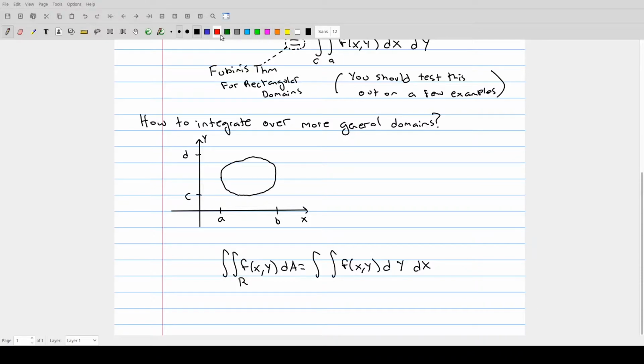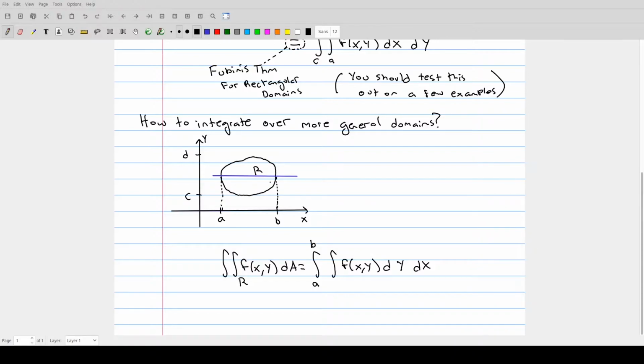So the idea is that we take our domain. This is our domain R right here, and we split it into two parts. In this case, because x is our outer integral, x is always going from the minimum part of the domain, in this case a right here, to b right here. So your outer integral is always going to be from a constant to a constant. In this case, from a to b.